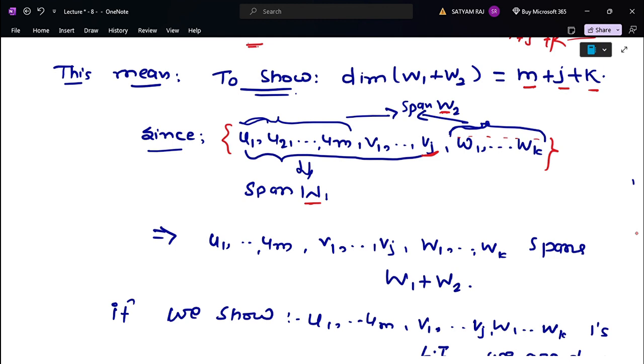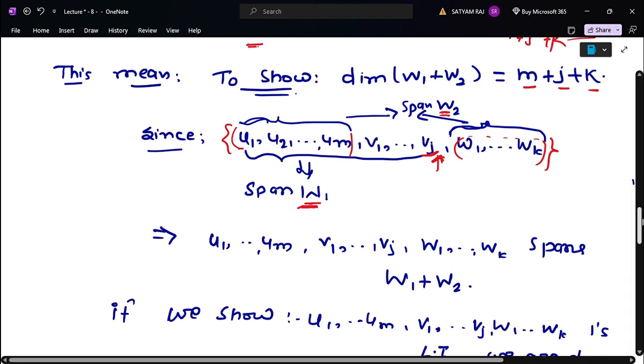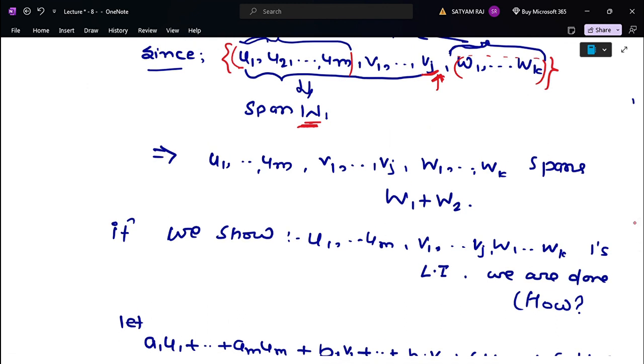So this whole vector will span W1, because U1 to Vj can span W1, and these vectors and these vectors can span W2. So all the vectors can span W1 and can span also W2. Okay, so we have written here only. So U1, U2, Um, V1, V2, Vj and W1, Wk span W1 and W2.